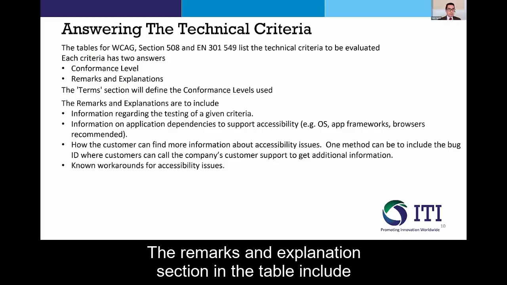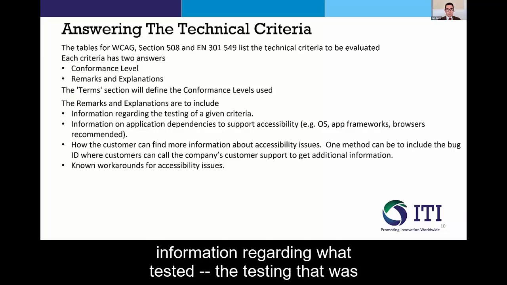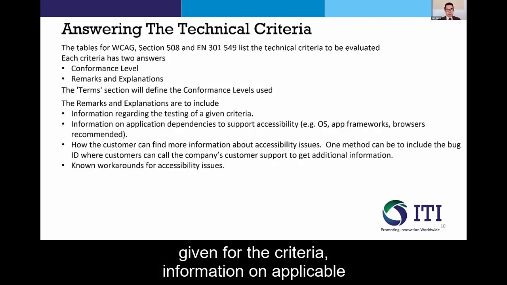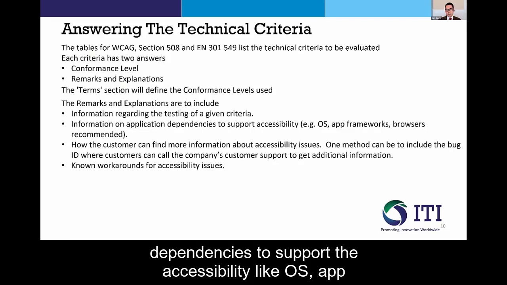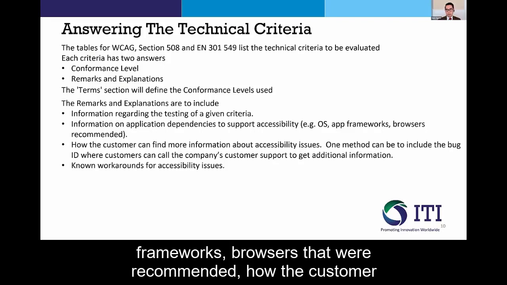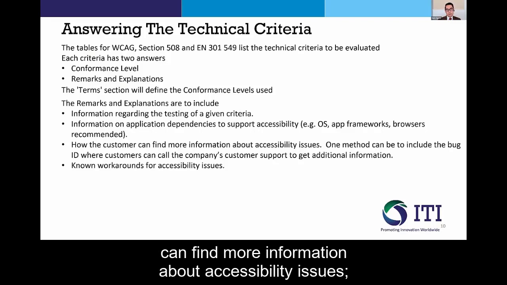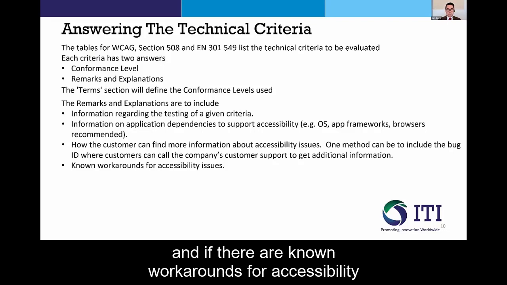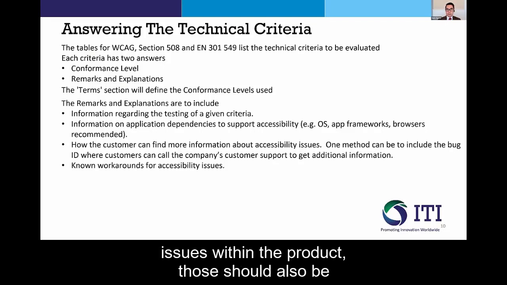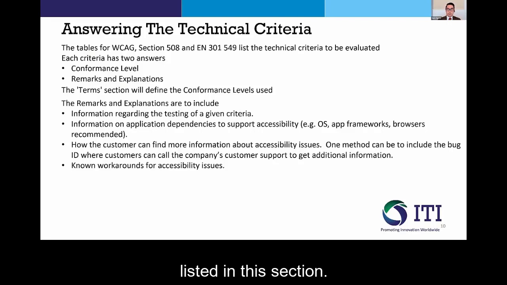The remarks and explanations section in the table includes information regarding what was tested, the testing that was given for the criteria, information on applicable dependencies to support the accessibility, like OS, app frameworks, browsers that were recommended, and how the customer can find more information about accessibility issues. If there are known workarounds for accessibility issues within the product, those should also be listed in this section.